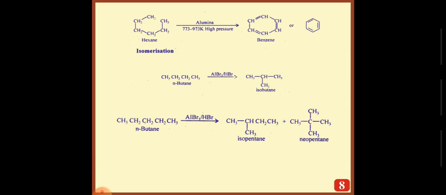For example, normal butane, when treated with aluminum bromide or HBr, leads to the formation of isobutane. Normal pentane, on treatment with aluminum bromide or HBr, forms a mixture of two isomers, that is isopentane and neopentane. This process is known as isomerization.